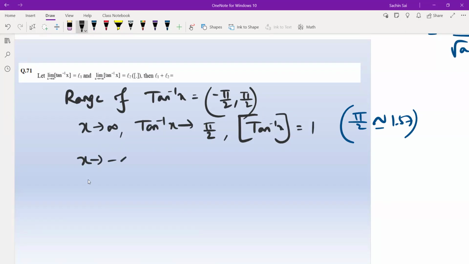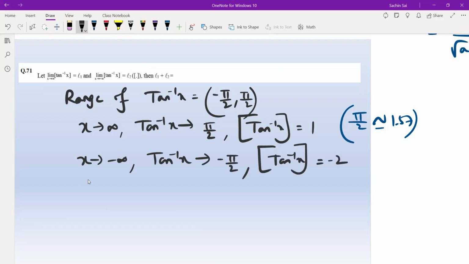Similarly, as x tends to minus infinity, tan inverse x tends to minus pi by 2, which means step of tan inverse x is minus 2.